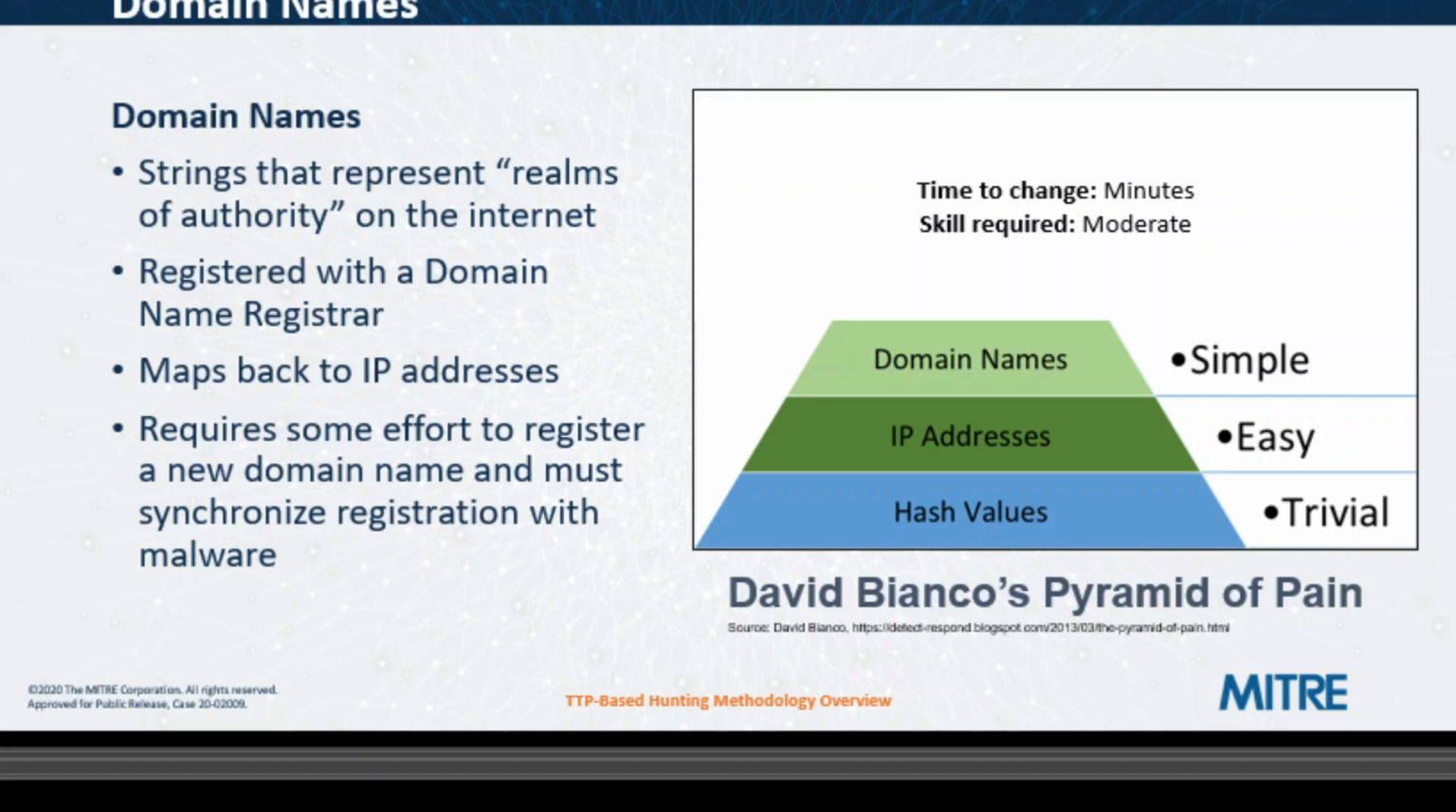These are strings like www.google.com that are the sort of human-readable version of the IP address. They're registered with the domain name registrar, and they map back to the actual IP address of the server. These take a little more effort to change because you have to modify the domain name system and register a new domain name, but this is still a very trivial thing for an adversary to modify.